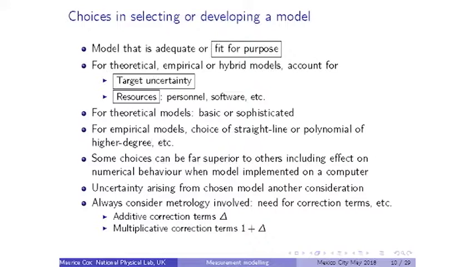And as I say, we have to consider the metrology involved. The need for correction terms, I mentioned temperature as an example, measuring at slightly the wrong temperature. And we have to incorporate correction terms in our model to allow for those effects. The correction terms can be additive or multiplicative.